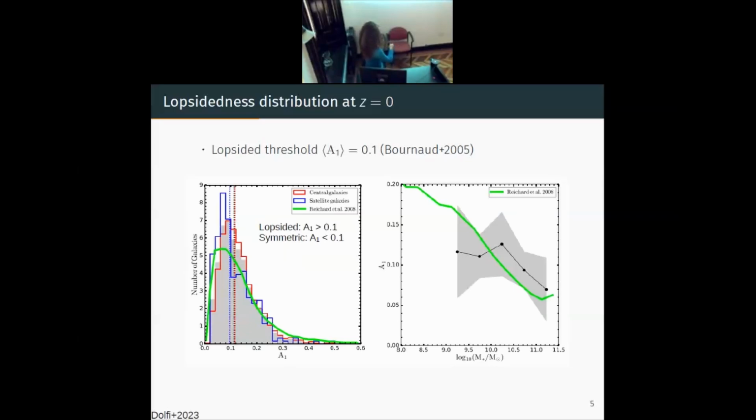And this, again overplotted here, is the comparison with the A1 distribution from the observations from the S4G survey from this previous work. And consistent with observation, we see that the A1 amplitude tends to decrease with increasing stellar mass. We're missing here in the simulations the lower mass galaxies, because we start from stellar masses greater than 10^9.